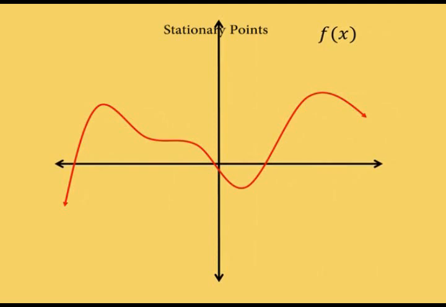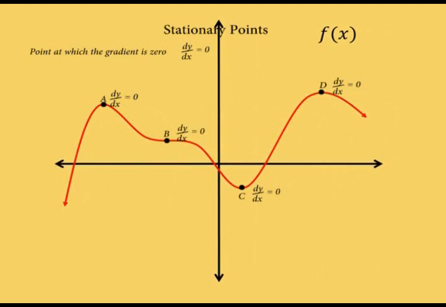Next, stationary points. A stationary point on a curve is the point at which the gradient is 0. Therefore, at the stationary point, dy over dx is equal to 0. At such a point, the tangent to the curve is parallel to the x-axis.